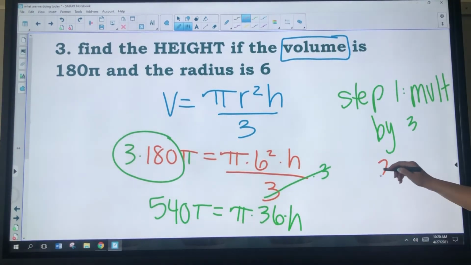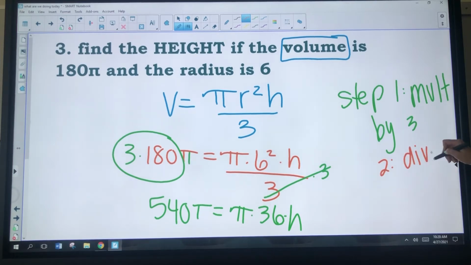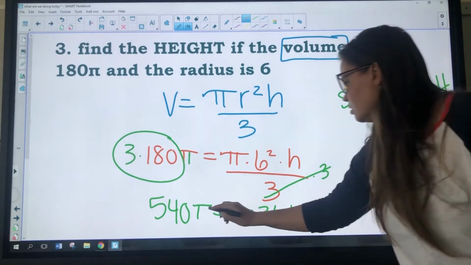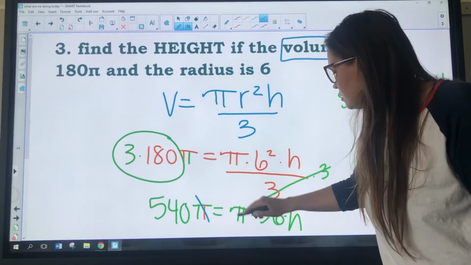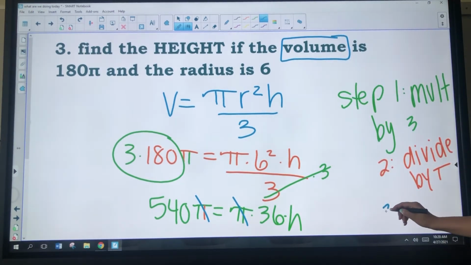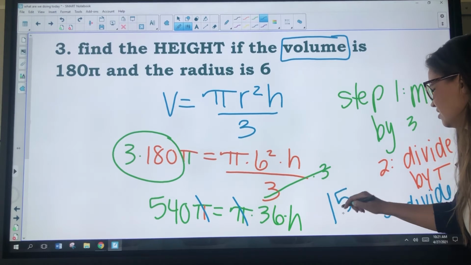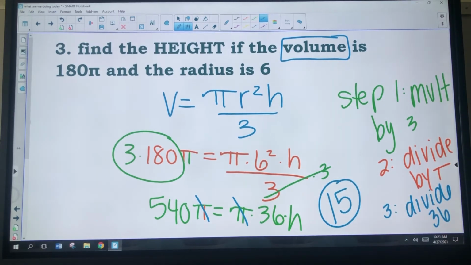Step 2, you divide by pi. And it'll just cancel out on both sides. And then you divide by 36. So you are solving for h, just like in Algebra 1. I got 15. Oh, this is messy. Multiply both sides by 3, because you have to get rid of that first. Divide both sides by pi. Divide by 36.